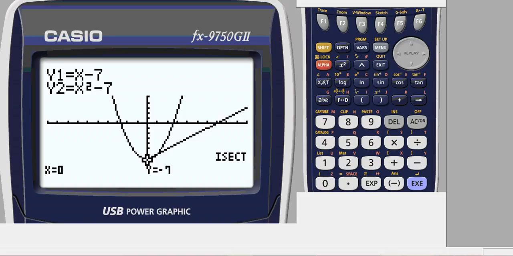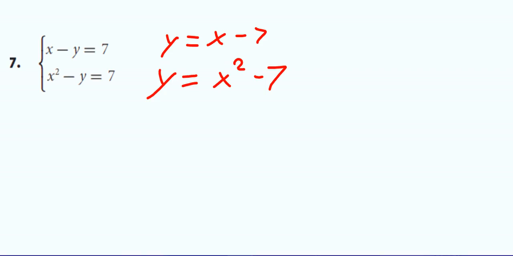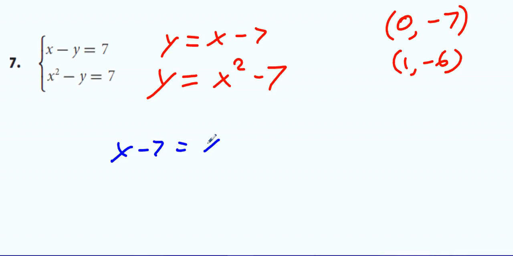G-solve intersect, 0, -7. And then if you try to find the other one, just push to the right, 1, -6. So they do intersect twice. Or if you don't have a calculator, you solve it by hand. You set them equal to each other. So x minus 7 equals x squared minus 7.